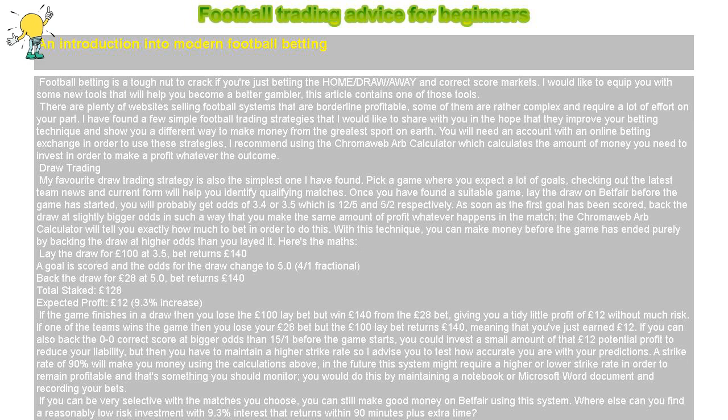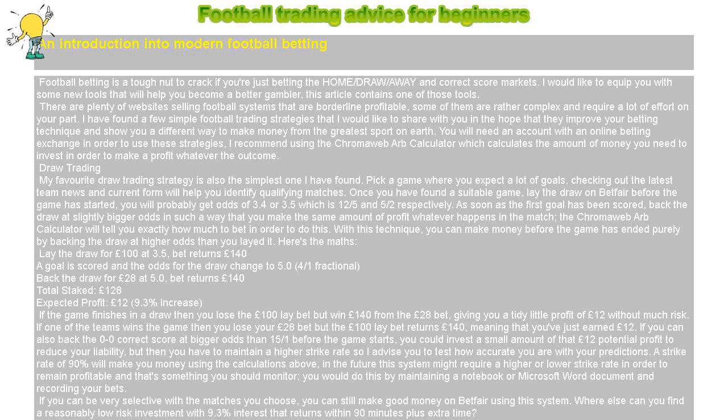There are plenty of websites selling football systems that are borderline profitable. Some of them are rather complex and require a lot of effort on your part. I have found a few simple football trading strategies that I would like to share with you in the hope that they improve your betting technique and show you a different way to make money from the greatest sport on earth. You will need an account with an online betting exchange in order to use these strategies.